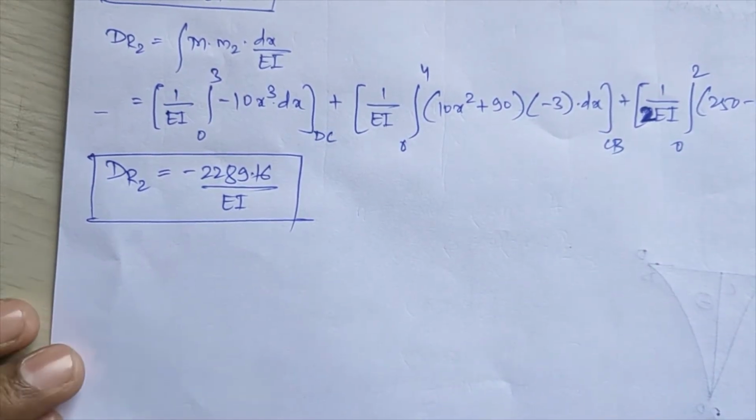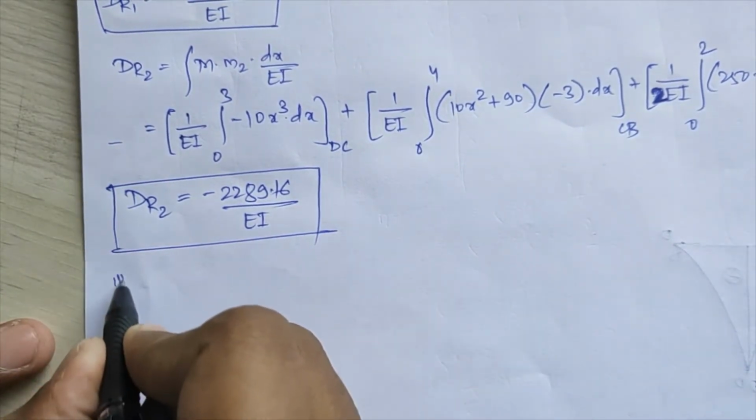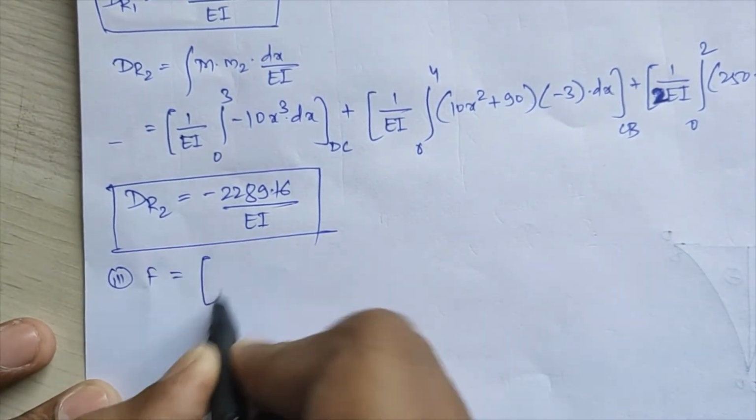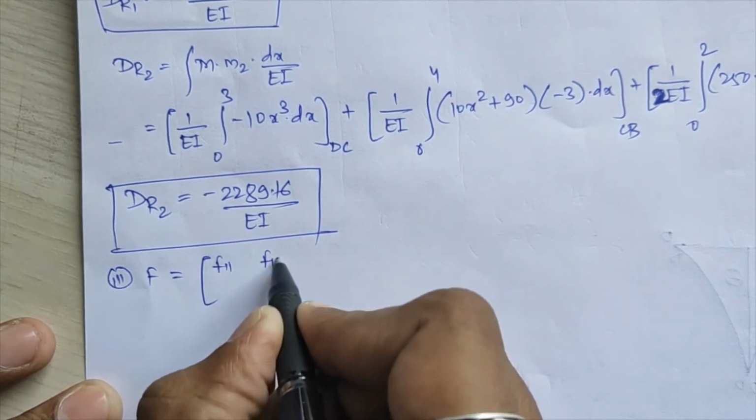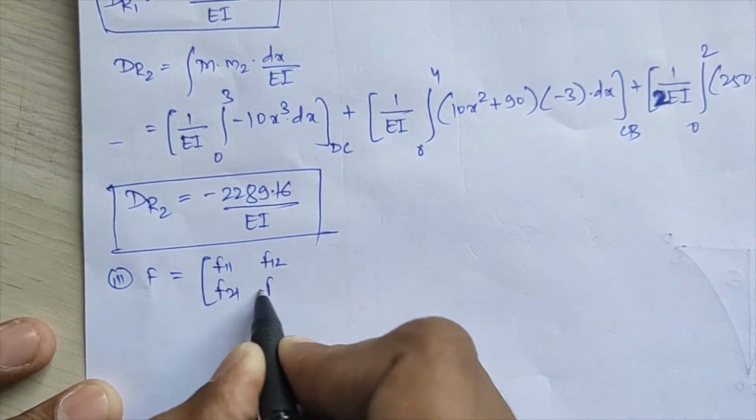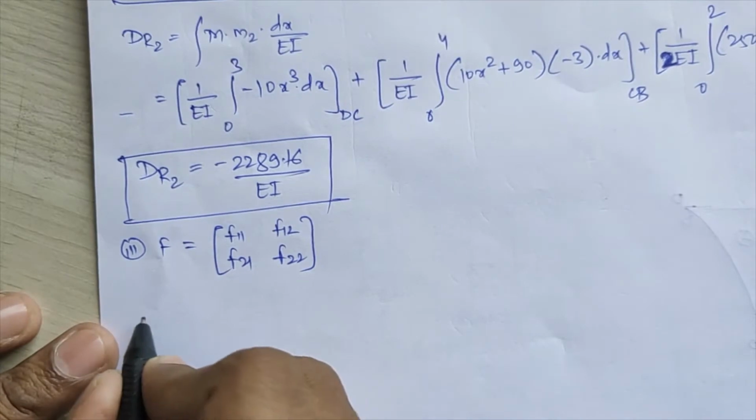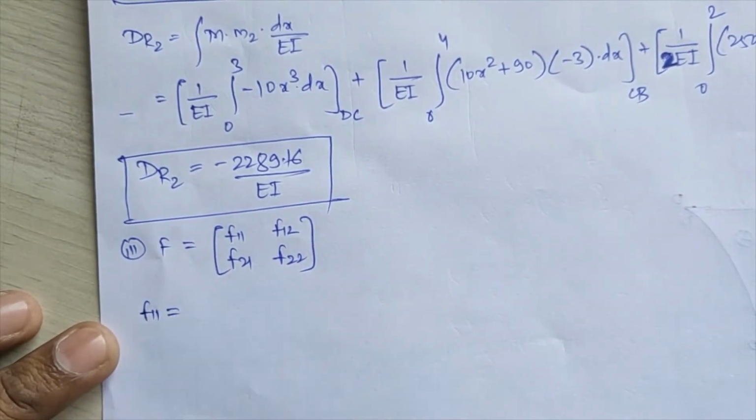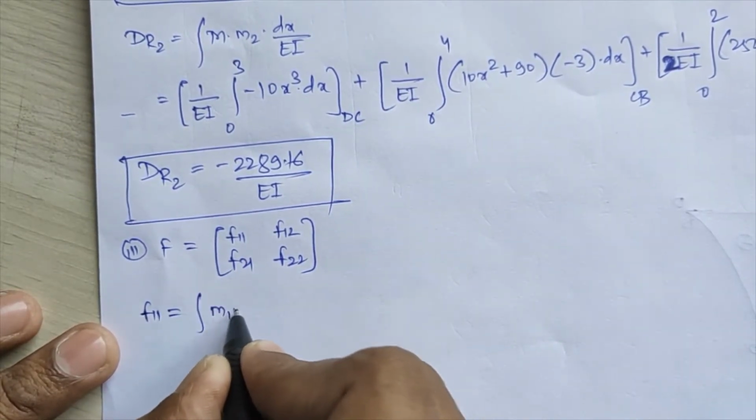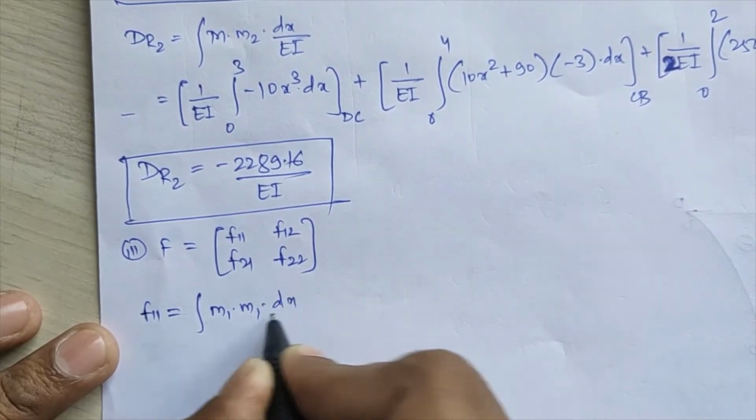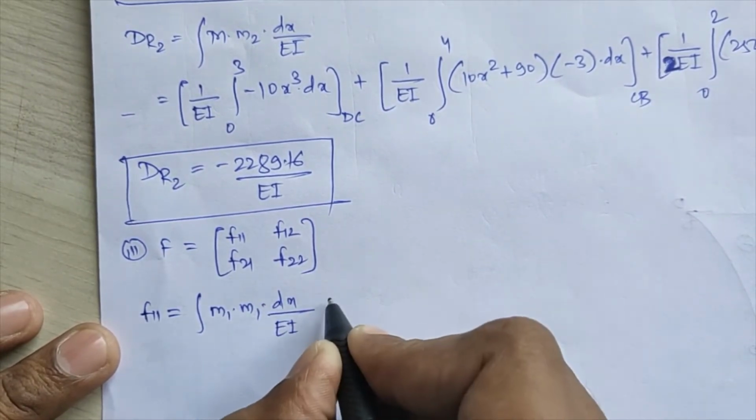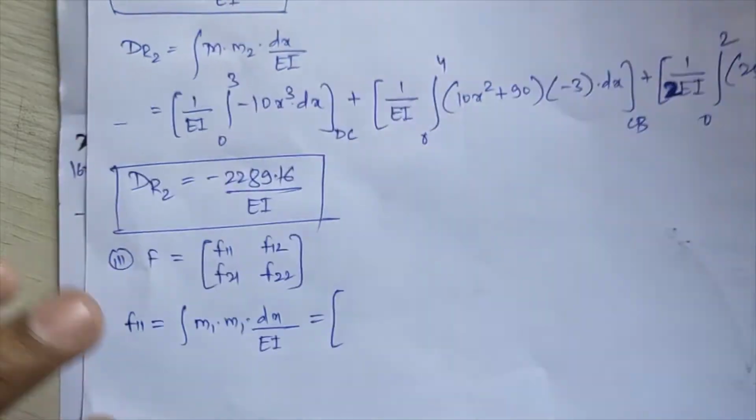Next we will solve for the flexibility coefficients, that is the third part. The F matrix: f of 1 1, f of 1 2, f of 2 1 and f of 2 2. So first we will solve for f of 1 1, that is the direct flexibility, the integration of m1 squared dx divided by EI. Again, for all the portions we will solve this.